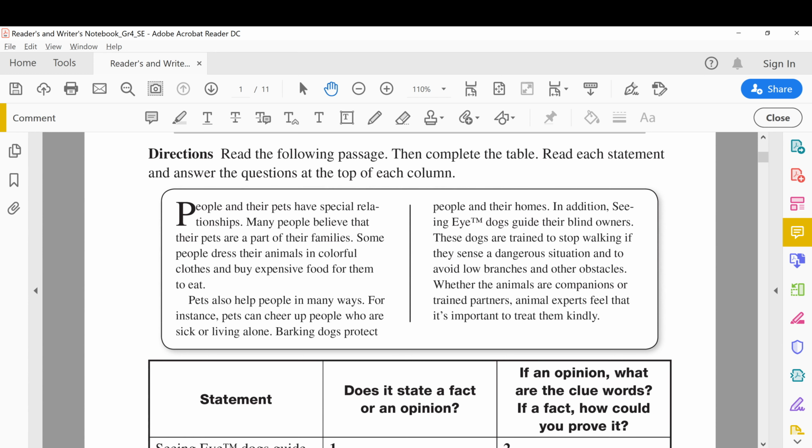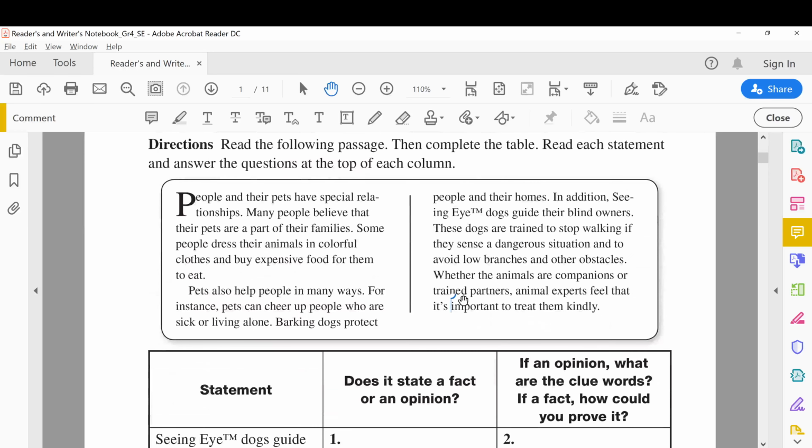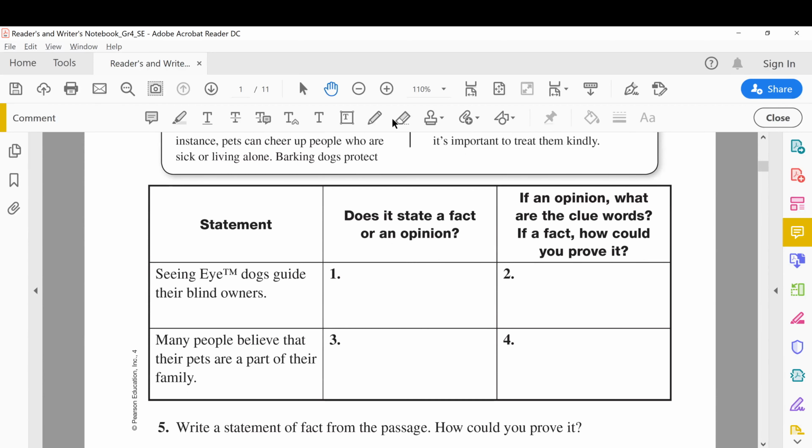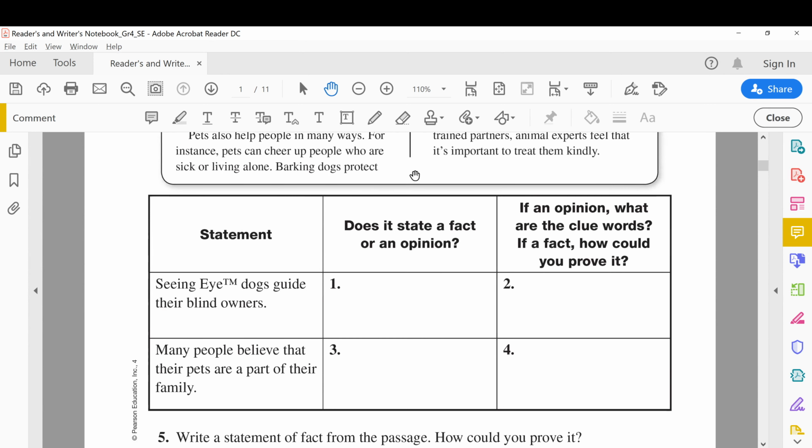Directions. Read the following passage. This is what we call a passage, this one. Then complete the table. This is the table that we have to complete. We have from 1, 2, 3, 4. Read each statement and answer the questions at the top of each column. So we have to read the statements. We have 1 and 2, and we have to complete this table here. I'm gonna leave this one for you to read at home to improve your reading fluency. I'm gonna go directly to the exercise.